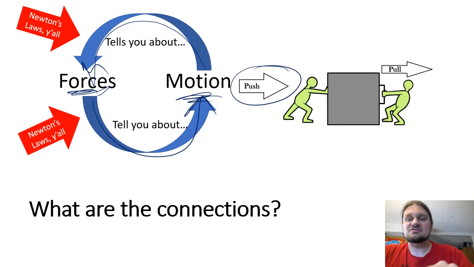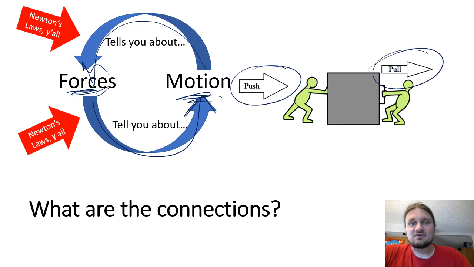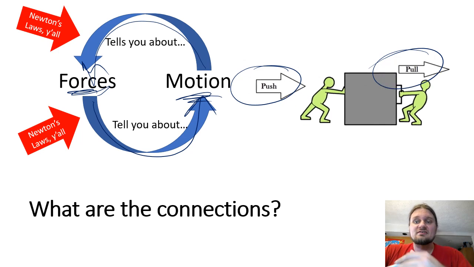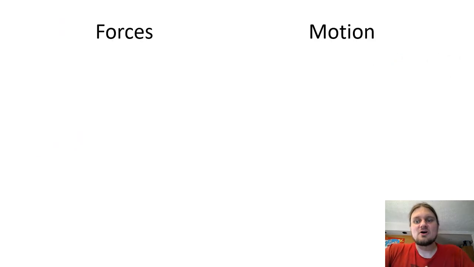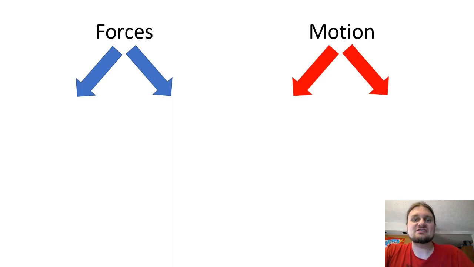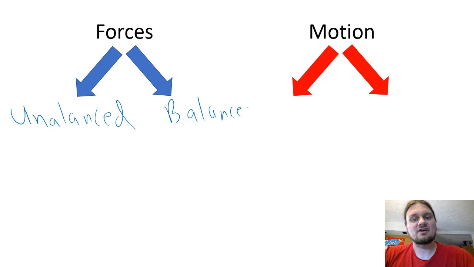And so with our forces, we've got pushes and pulls, either through some mystical invisible rope that we call gravity, or from just somebody laying hands on a box and giving it their all. And so we get motion coming out of that, and we can get into the details of both realms through the connection of Newton's laws. So forces, motion, we can really break each down into two categories. With forces, we generally have forces that are unbalanced on an object, or forces that are balanced on an object.